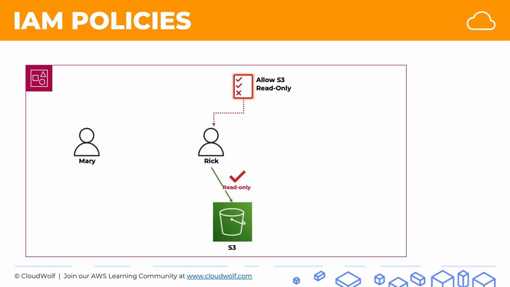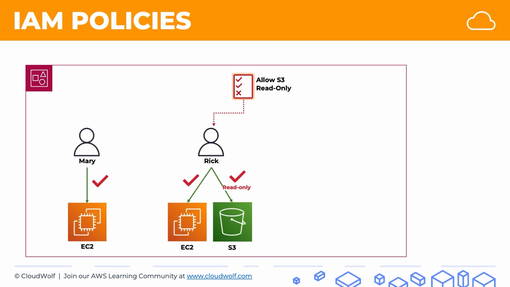Now let's say there's another user named Mary, and both Rick and Mary need full access to the EC2 service. So again, we will go into the repository of all policies available in AWS. We will find one called Allow EC2, and we will attach it to both Mary and Rick, and they will both have that desired access. Now I wanted to use this example to illustrate that managed policies you can attach them to multiple users, like we did here in the case with Mary and Rick.